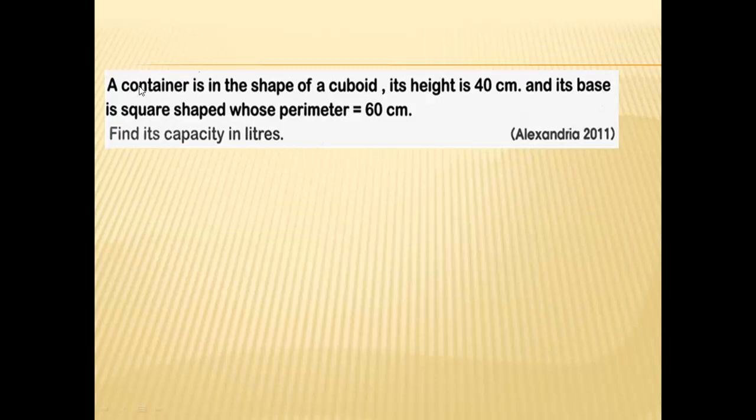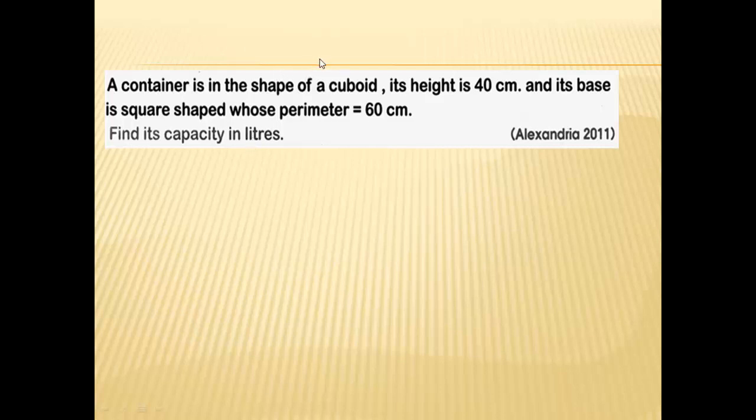Another question: a container is in the shape of a cuboid. Its height is 40 centimeters and its base is a square shape with a perimeter of 60 meters. Find its capacity in liters. We know the meaning, but we should find the volume of what? Of the cuboid, with the same steps to find the volume of a cuboid.